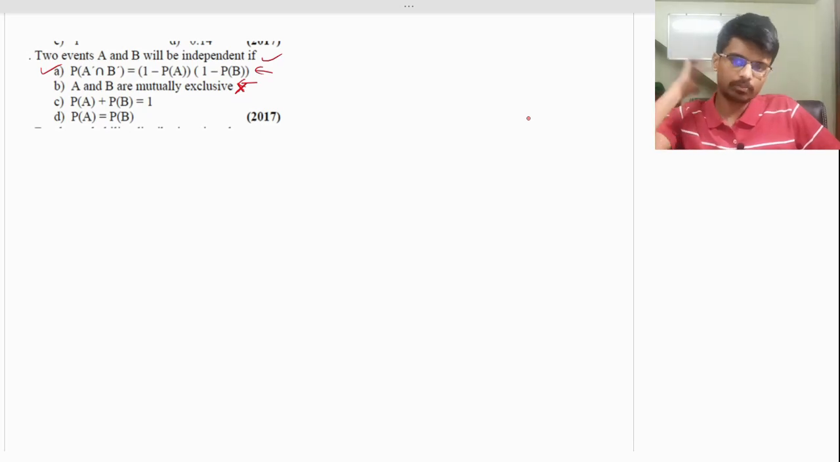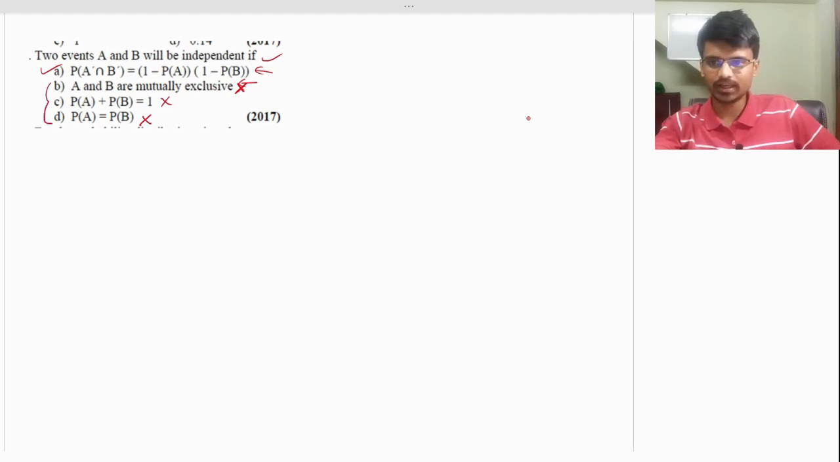P of A plus P of B needs to be 1. No, even though their sum of probabilities is not equal to 1, they can be independent. This condition also is not required. So by just eliminating the options, I know that these three are not required. That means option A is correct. So for CET, you need to solve it like this only. We can prove this, but no need to do that. We can find the correct option by eliminating. So the correct answer is option A.